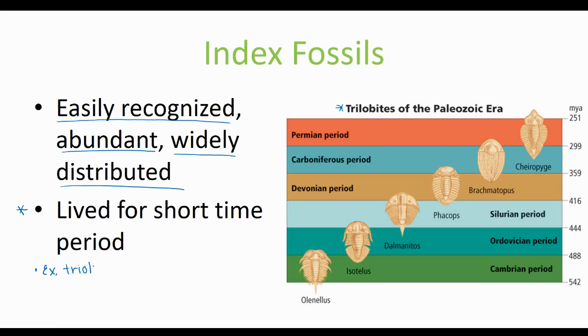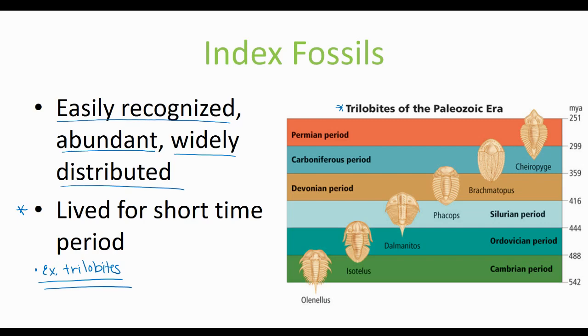Okay, so for example, these trilobites are an excellent index fossil. That is probably something you should know because it is something that's always talked about when talking about index fossils. So trilobites are an excellent index fossil for the Paleozoic era because each of these different trilobite species lived for a relatively short period of time before becoming extinct.